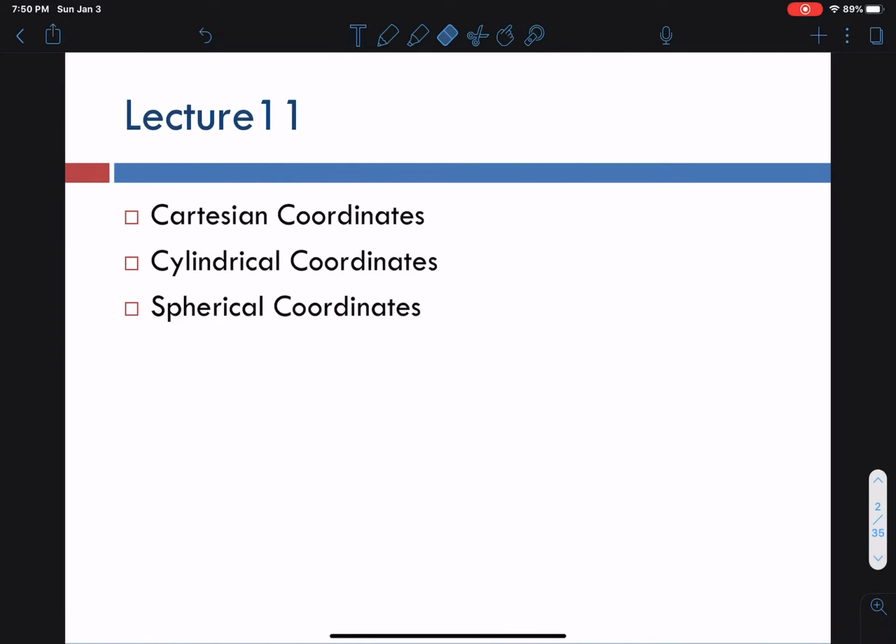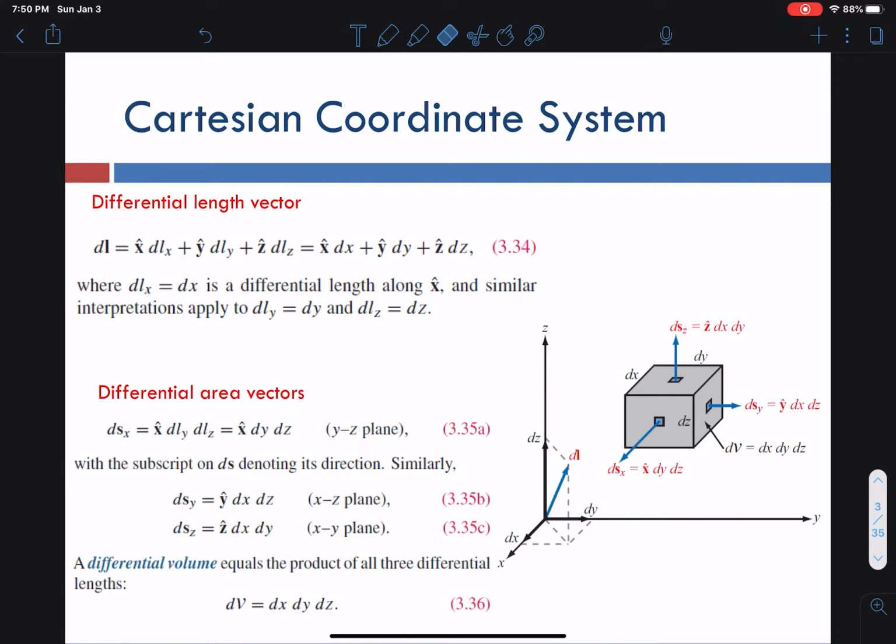Today we're going to talk about three coordinate systems: Cartesian coordinates, cylindrical coordinates, and spherical coordinates. You have seen Cartesian coordinates before. Actually, you have seen all of them before because you had courses like calculus, geometry, and also engineering math.